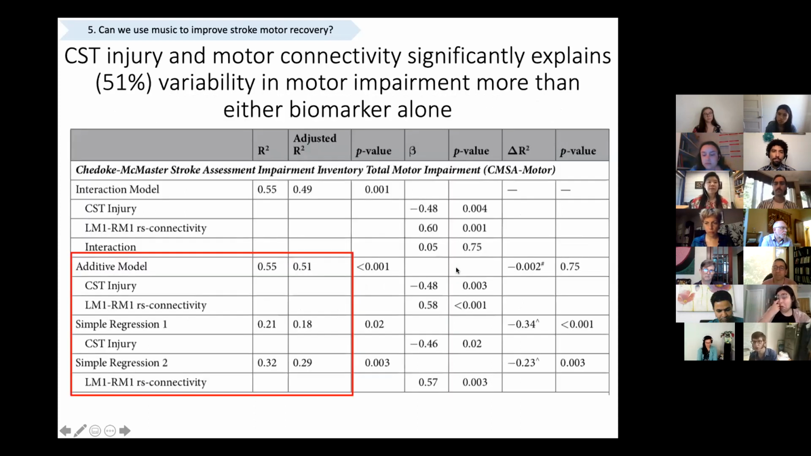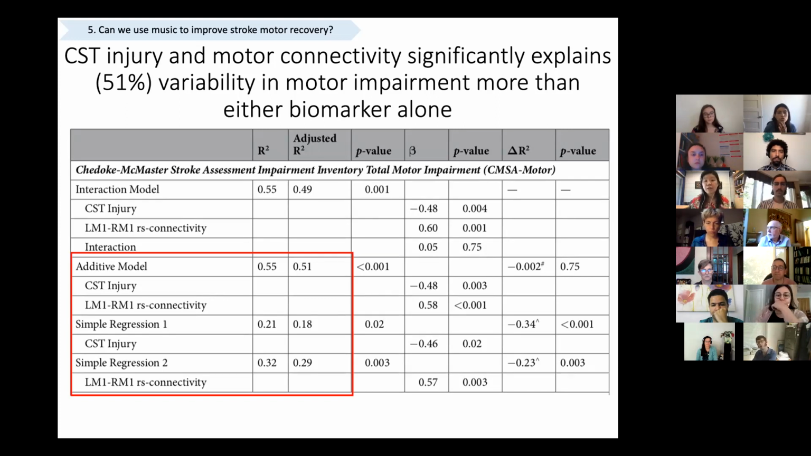Don't worry about all the numbers on this graph. What we did was hierarchical regression analyses, trying to understand how much variance can be explained by these biomarkers. When you combine both the structural measure, damage to the corticospinal tract, and the integrity or communication between the left and right motor cortices, together these two bits of information account for almost 50% of the variance in motor impairment, in the score that we obtained, which evaluates how well people are moving their upper limbs.